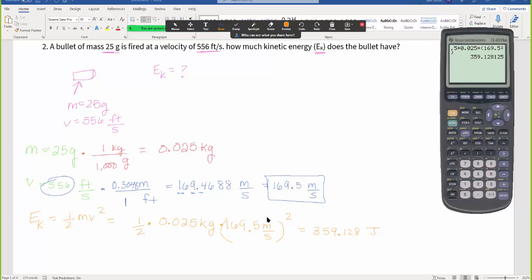joules. All right, and how many significant digits are we going to report that to? We're going to go to 2 significant digits. All right, so that 5 is going to get bumped up because of that 9, so it's going to be 360 joules.